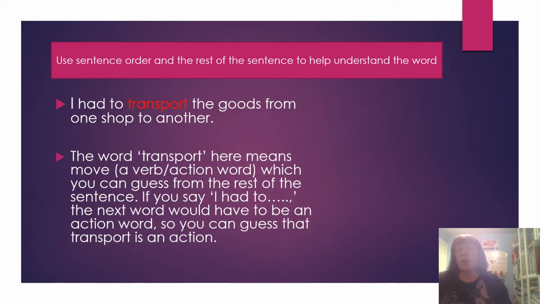The other thing you need to do at entry level 3 is have a look at your sentence order and use the rest of the sentence to help understand the word. So the sentence is, I had to transport the goods from one shop to another. And if you're not sure, remember that when we use the phrase I had to, the next word is going to be a verb or an action word. So you can guess that transport is an action. So that's going to help you guess that you had to take the goods somewhere.